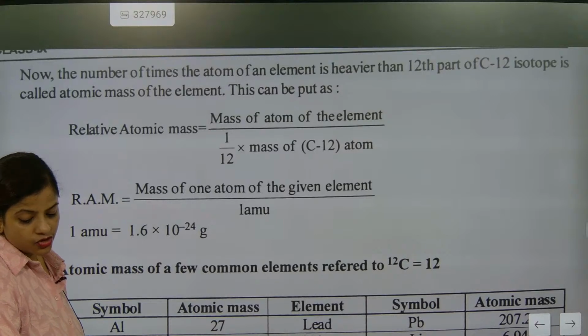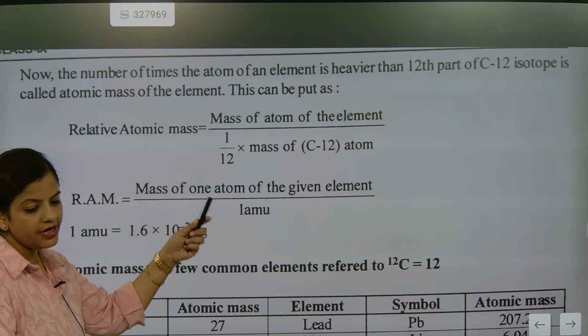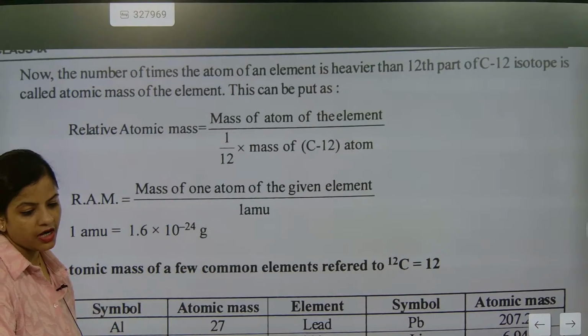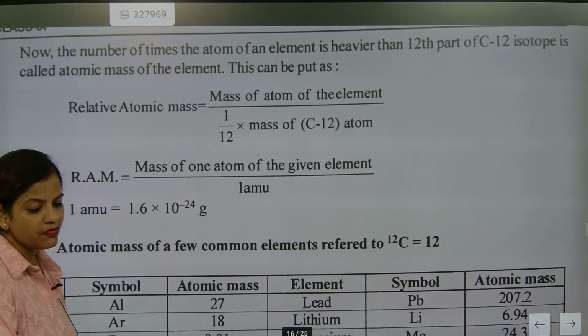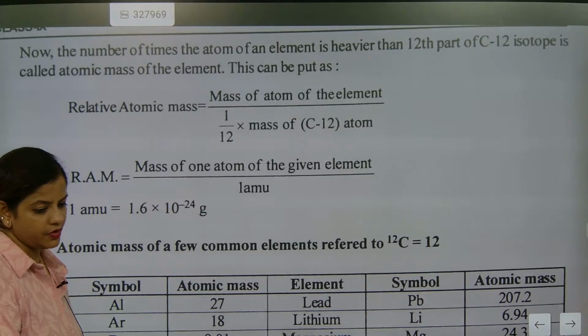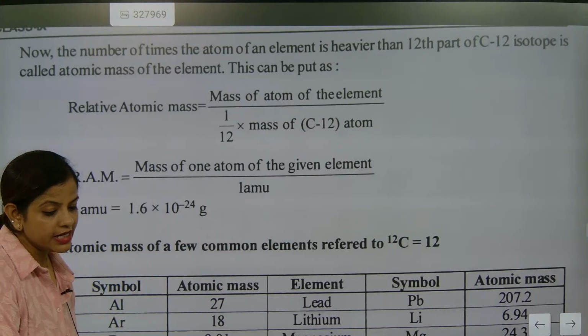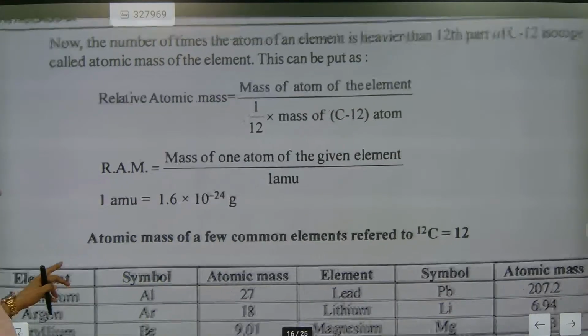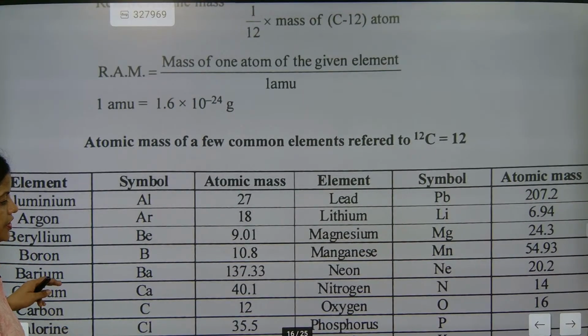Note down, beta. So relative atomic mass, whenever you are writing: mass of atom of the element by 1/12th mass of carbon atom. And beta, relative atomic mass is mass of an atom of given element by 1 AMU. And 1 AMU is 1.6 into 10 to the power minus 24 gram. Till here you write. Next class we are going to compare it and find how atomic mass is exactly found, because this is a very sensitive part.